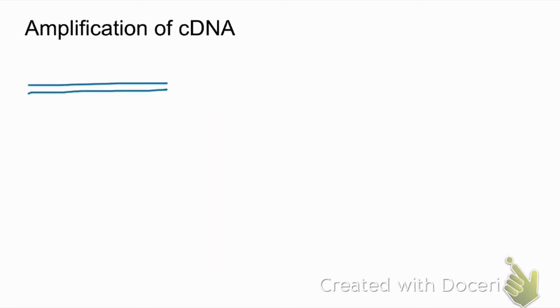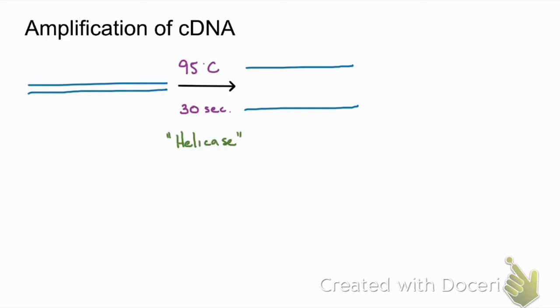The next step of this process then is to make many copies of one particular cDNA. So we have our pool of cDNAs here from mRNA that has been reverse transcribed, and the first thing that we do is we go ahead and we heat the sample at 95 degrees Celsius. This helps to denature or separate those two strands of DNA by breaking the hydrogen bonds that hold together the base pairs. You can kind of think of this step as doing the same thing that helicase would do during replication in a host cell.